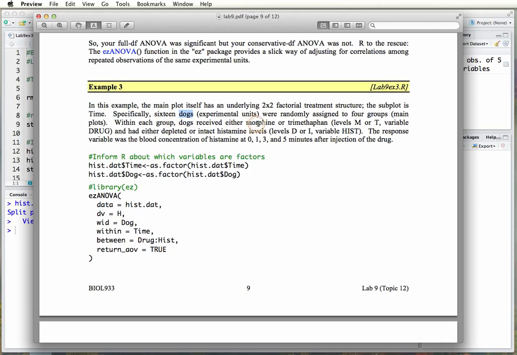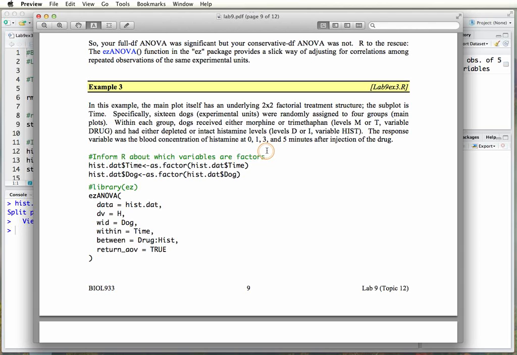And because we have 4 levels to our treatment, or a 2x2 underlying factorial treatment structure in 16 dogs, we know that there are 4 replications in this particular experiment. And then what we're measuring is the blood concentration of histamine at different time points after injection of the drug, so 0, 1, 3, and 5 minutes after injection.